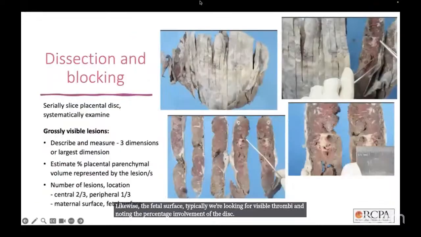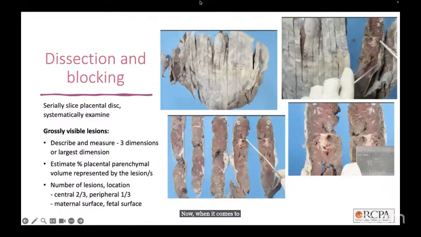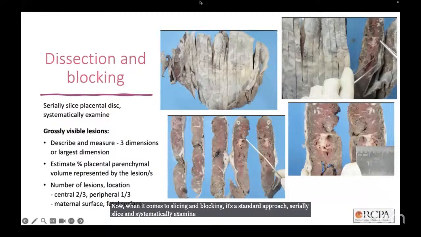Now, when it comes to slicing and blocking, it's a standard approach. Serially slice and systematically examine each slice. Any grossly visible lesion should be described and measured in 3 dimensions or its largest dimension. Estimate the percentage of placental parenchyma that's involved by the lesion, and also document the number of lesions and where they're situated within the placenta.